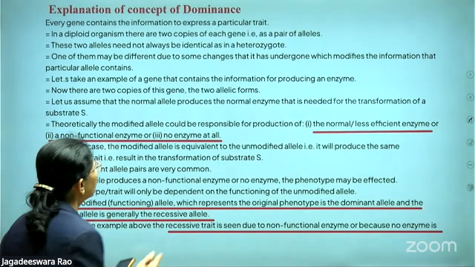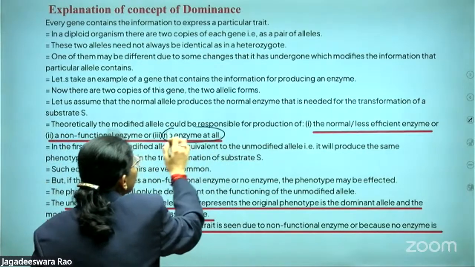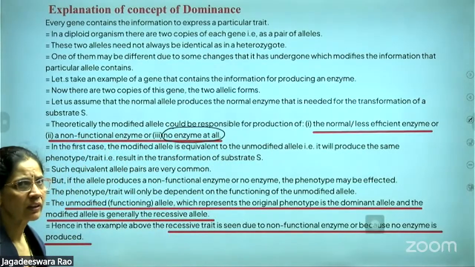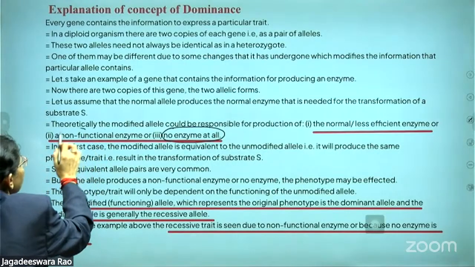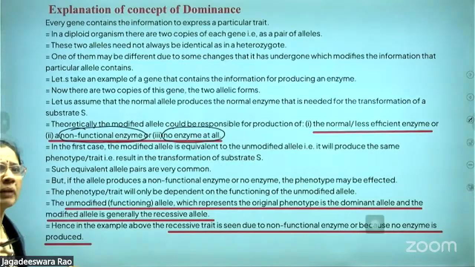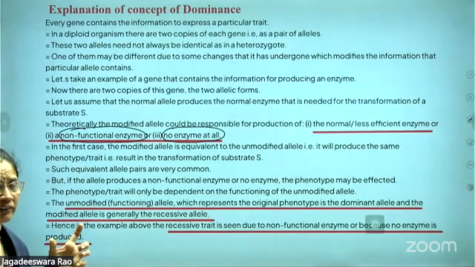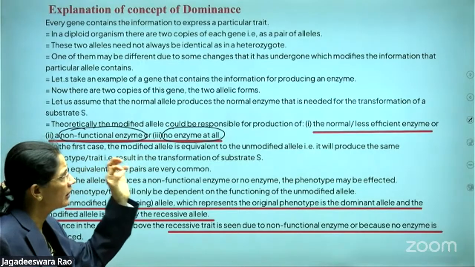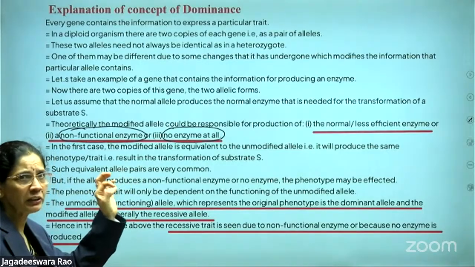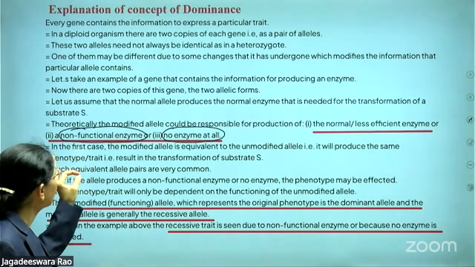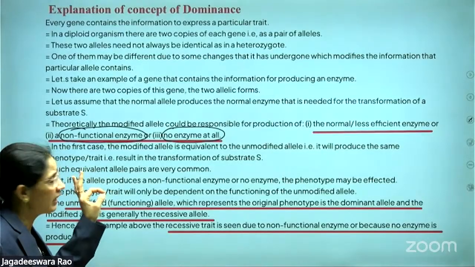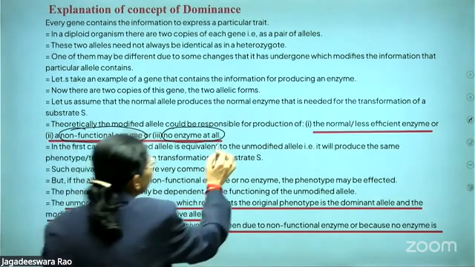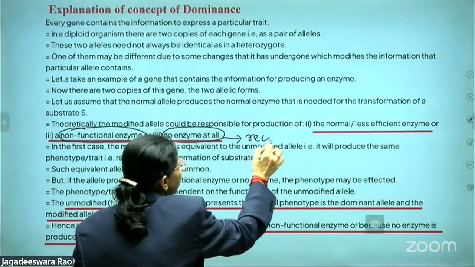Then sometimes there will be no enzyme produced. Now here I said non-functional enzyme means the reaction may be happening but at a slow rate. That will be the reason for incomplete dominance. We have to study it further, then only we can understand. Right now you have to remember, the normal gene will result in complete dominance. Non-functional enzyme will result in incomplete dominance, and no enzyme at all means recessive character.